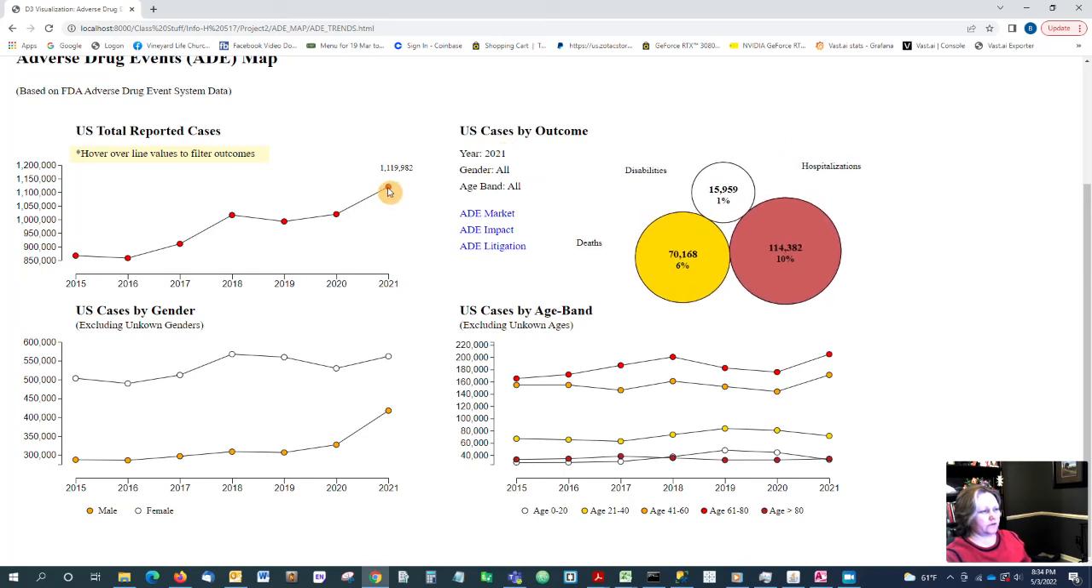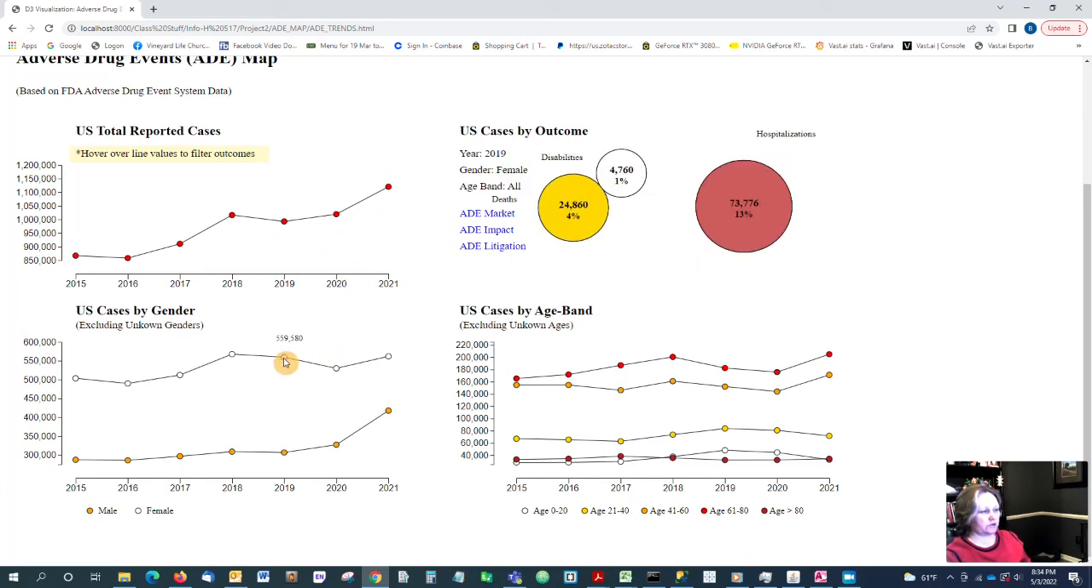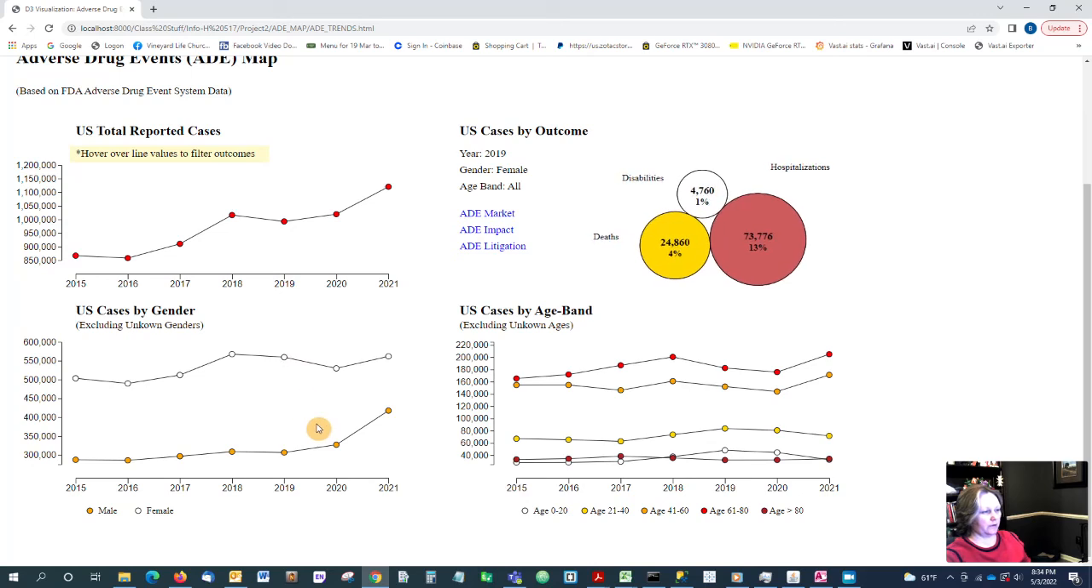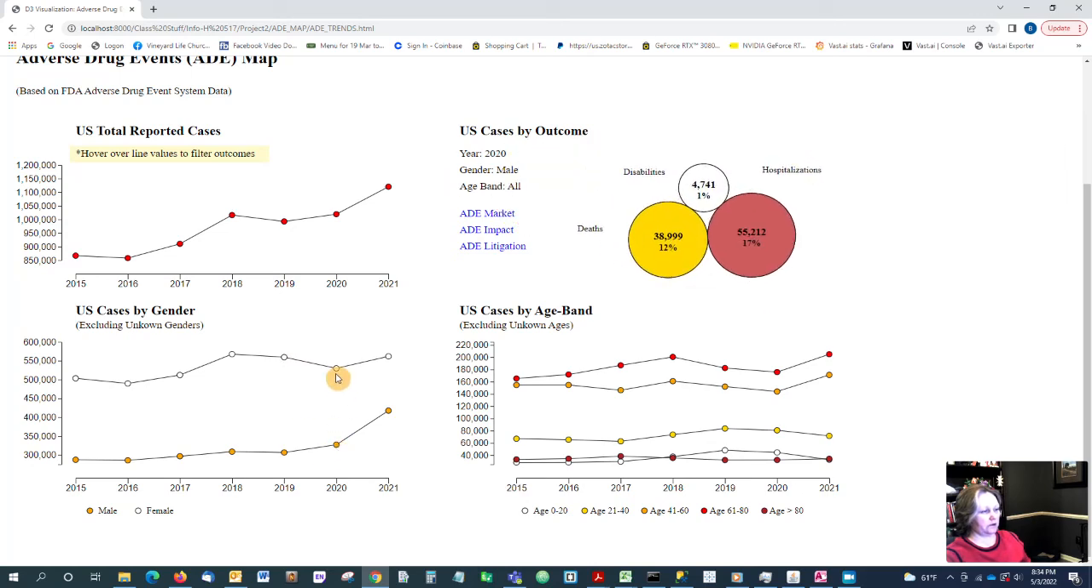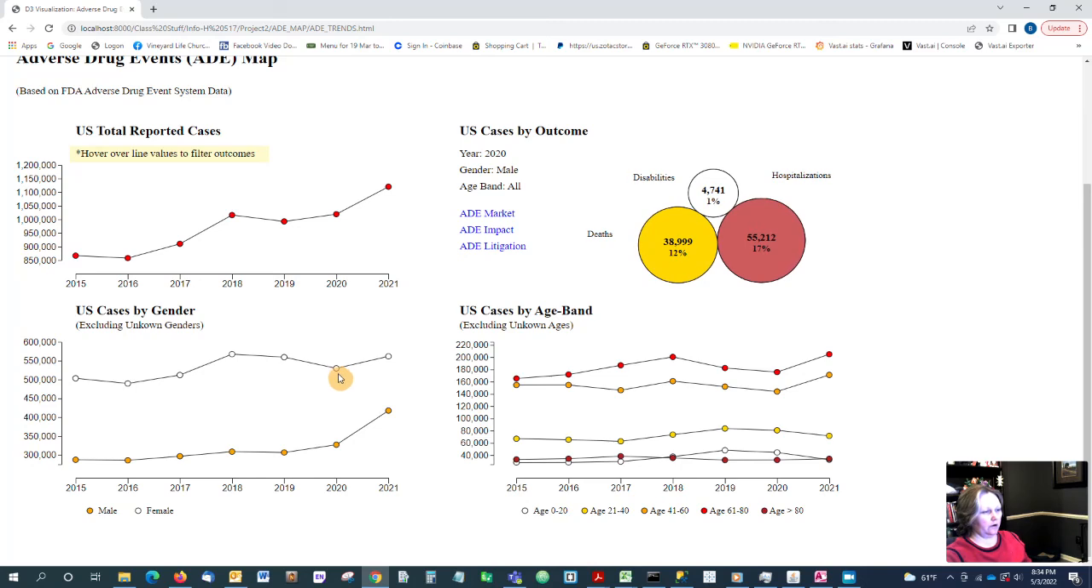You can hover over these points and it will filter for that point. So for 2021, there were 114,382 cases, which were 10%. And so that's just intended to show how the cases have changed over time. It also shows here that females are impacted more than males. You can see their case counts are a lot higher.